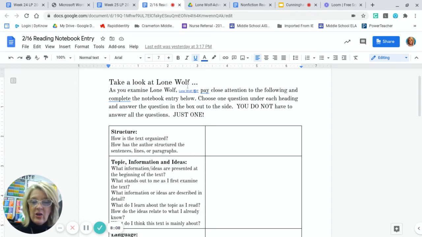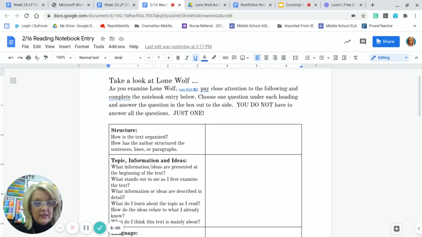So it says, take a look at Lone Wolf. As you examine Lone Wolf, and I've put the PDF right here, if you click on that, it'll open in a different tab. So you want to keep this notebook entry open so that you can take notes as we read the PDF. So you're going to read, and you're going to pay close attention to the following, and you're going to complete the notebook entry below. You're going to choose one question under each heading, and you're going to answer the question in the box out to the side. You do not have to answer all the questions. It's just one question that you want to answer.